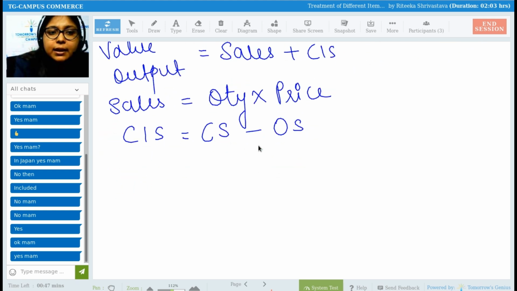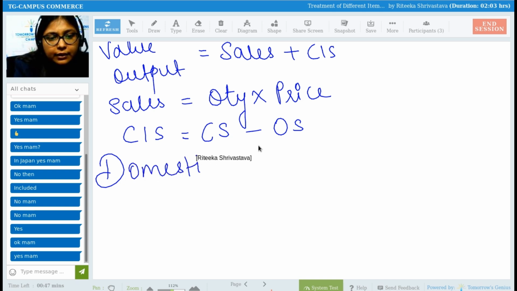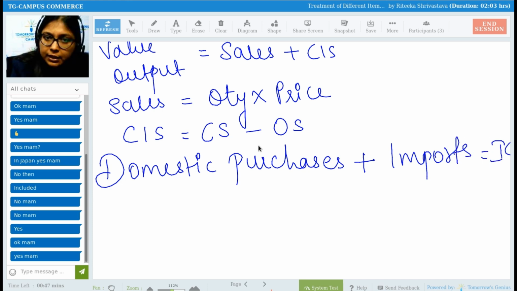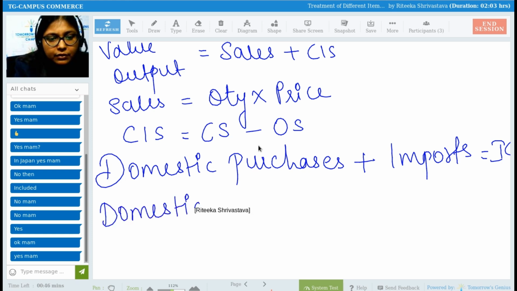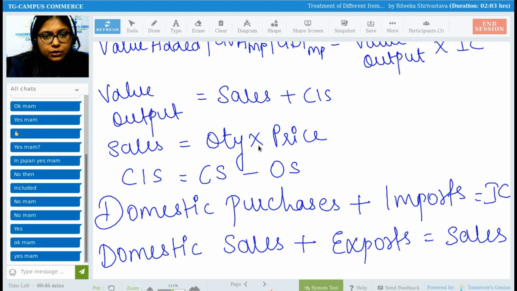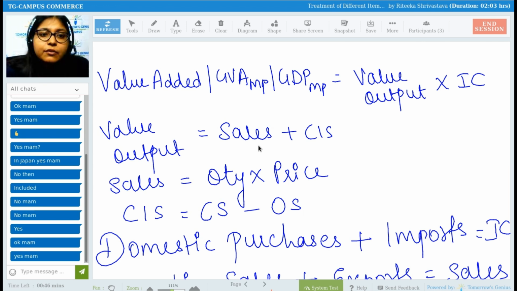Intermediate consumption means nothing but purchases. If domestic purchases is given, then you have to add imports. This will make your intermediate consumption. Same way, if domestic sales is given, then you will add exports. This will give you the value of sales. So these were the formulas for value added method.